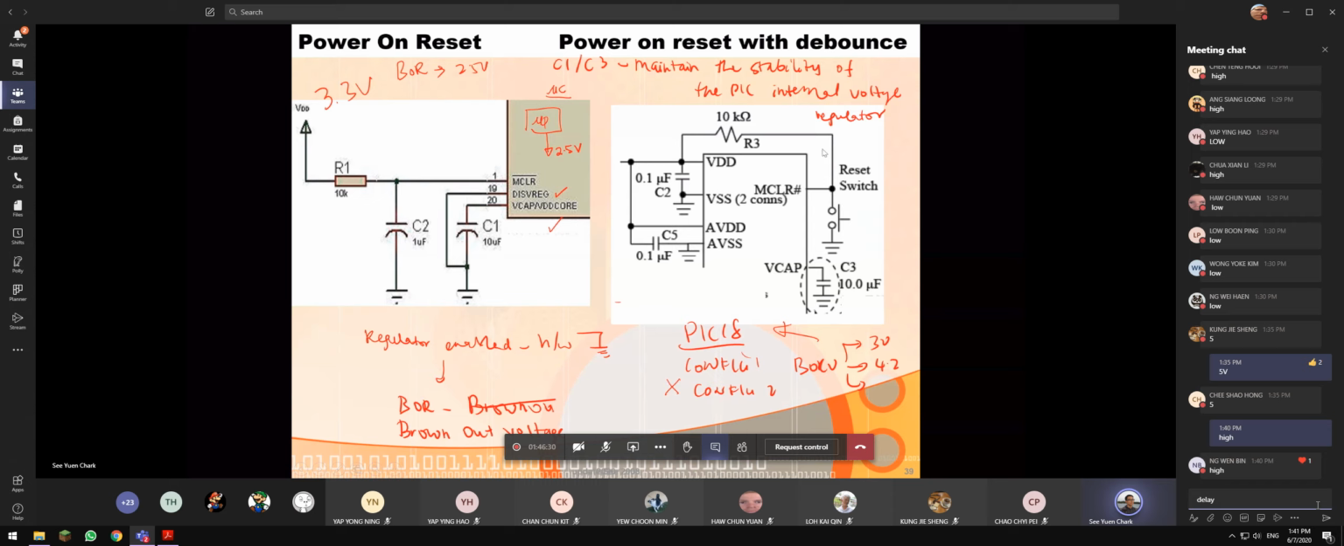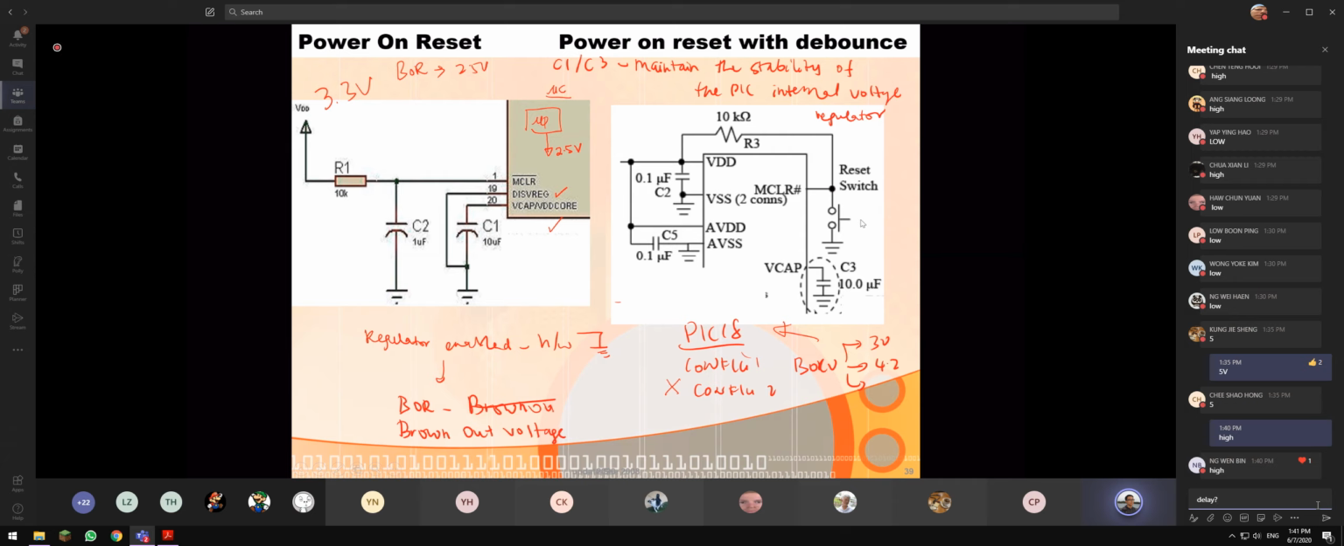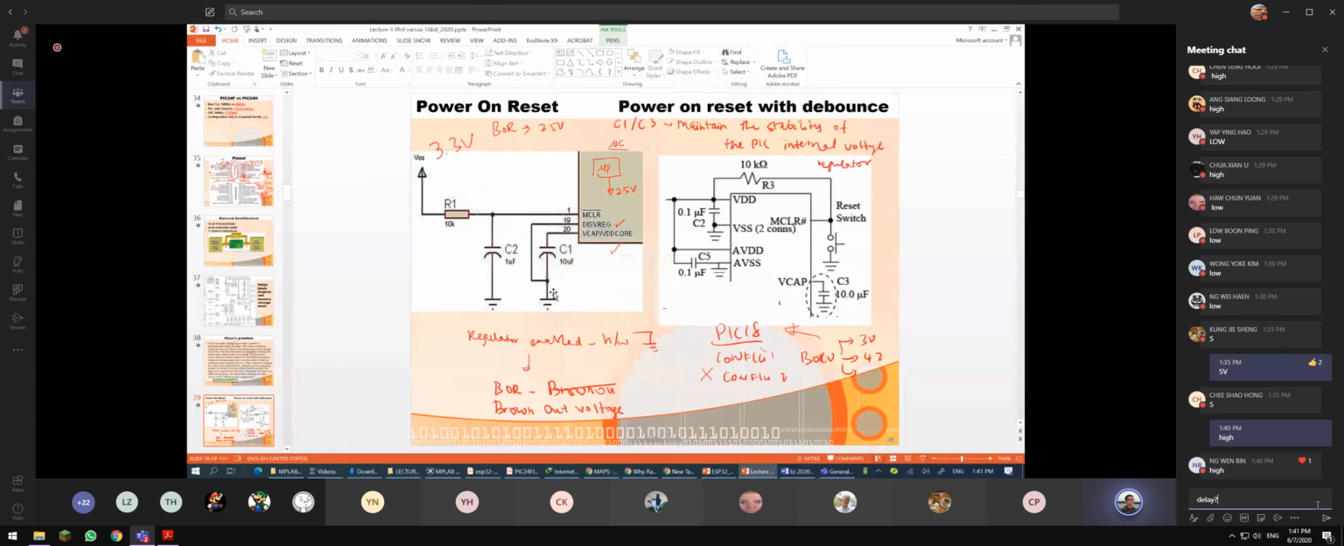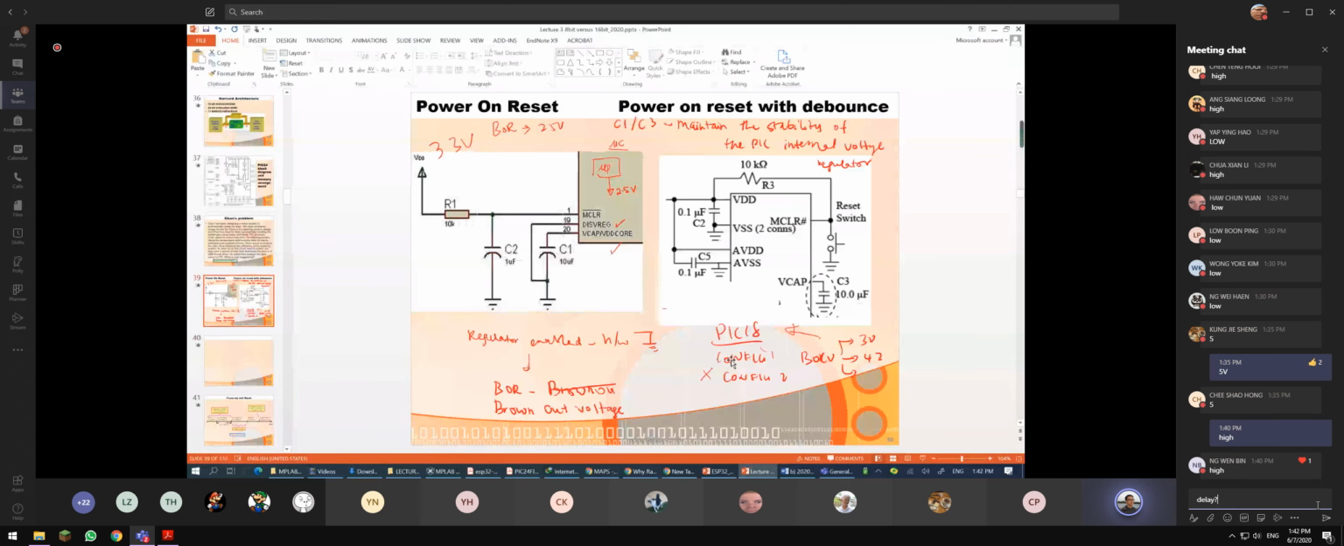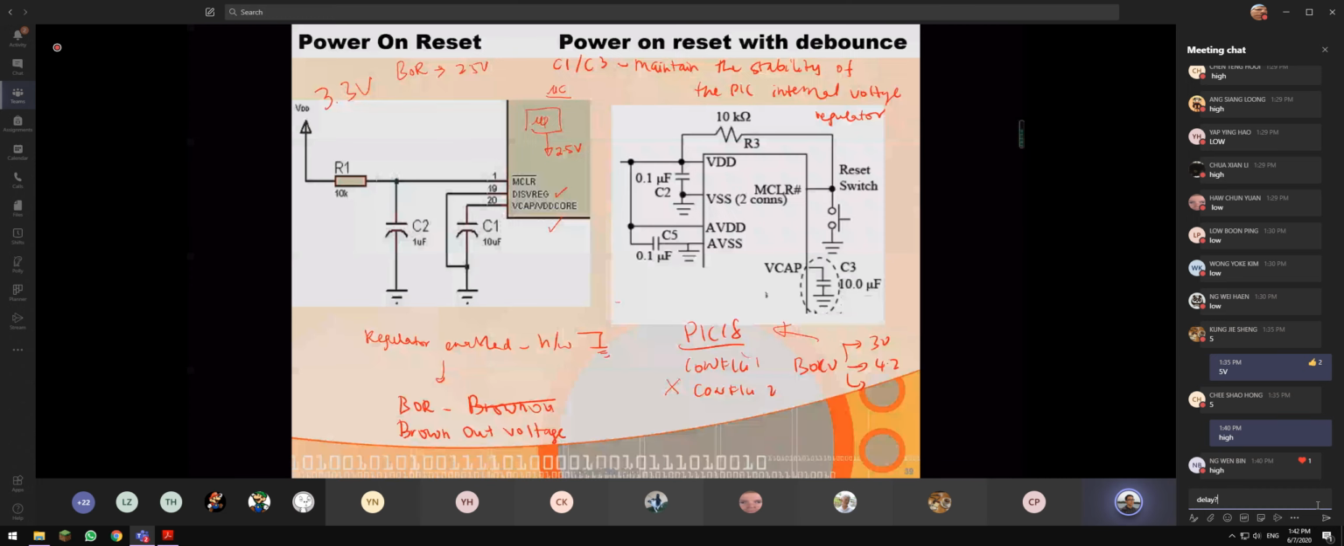Of course, this one actually solves the debouncing problem. The debouncing problem can be solved using hardware, using an RC circuit. You can also solve it by using an SR flip-flop. I hope that you still remember. But remember, in our lab assignment one, you are not allowed to use hardware to solve it.